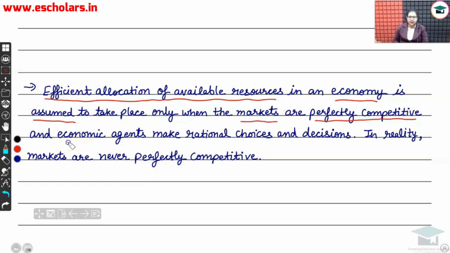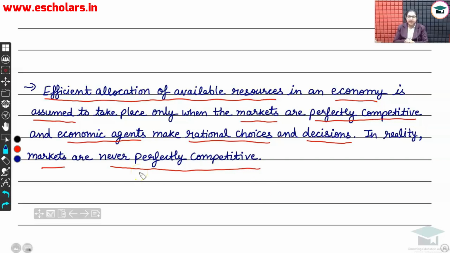And also where the economic agents, that is consumers and producers, make rational choices, that is the sensible choices and sensible decisions. So where the economic agents make rational choices and decisions, efficient allocation of available resources can be done. But in reality, the markets can never be perfectly competitive, right? In reality, we have monopoly market, we have monopolistic competition market and oligopoly market.